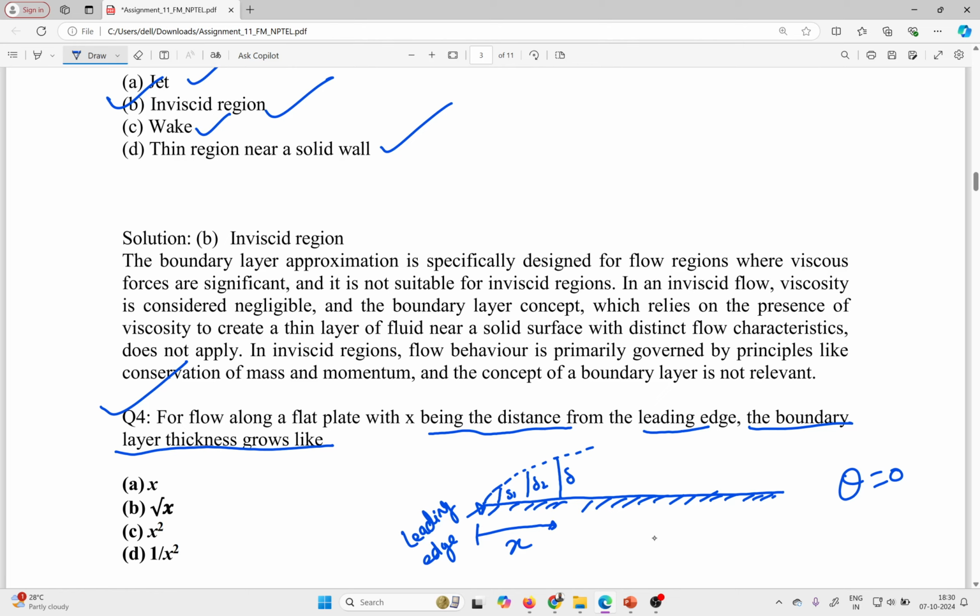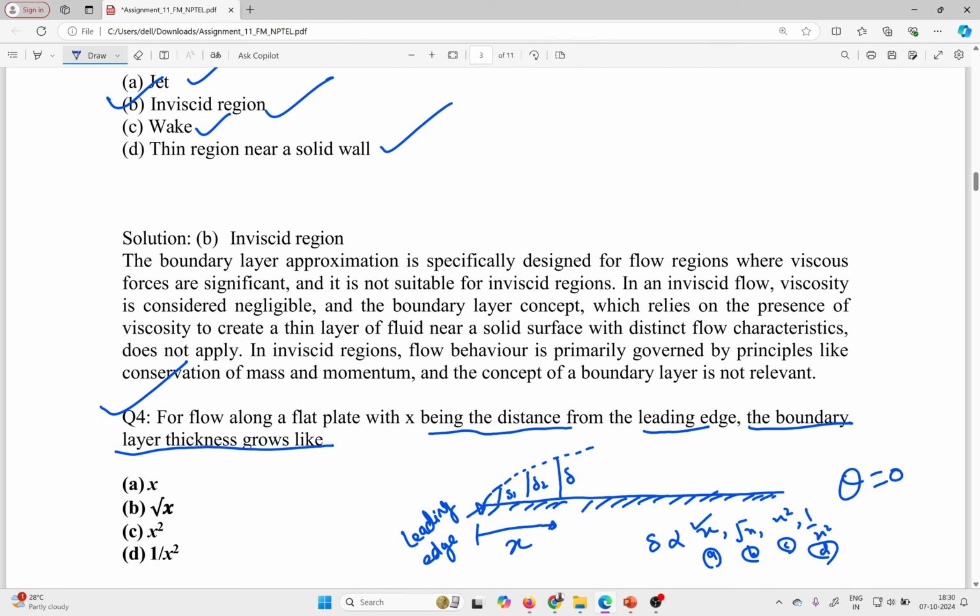How does delta vary with respect to x? Whether it is x, root x, x square, or 1 by x square. This is a 4-option question: A, B, C, D. So one student is telling option A.